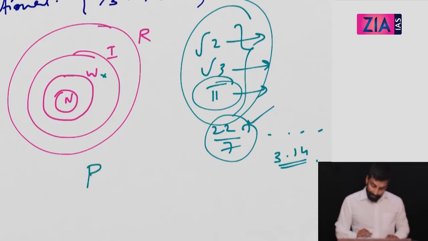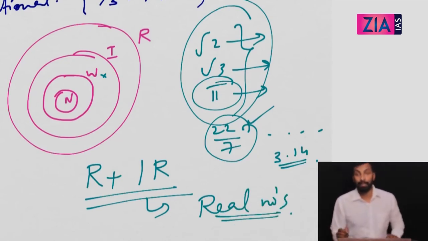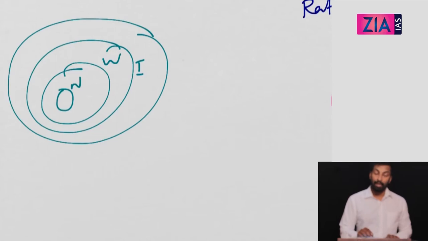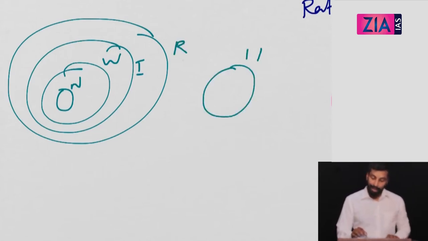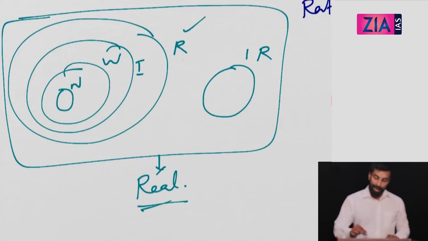And rational numbers plus irrational numbers together we call real numbers. So real numbers means rational numbers plus irrational numbers. So what we have discussed is basically this: all natural numbers are whole numbers, all whole numbers are integers, all integers are rational numbers, and the numbers other than rational numbers are irrationals. All these together we call real numbers. So real numbers comprise rational and irrational.